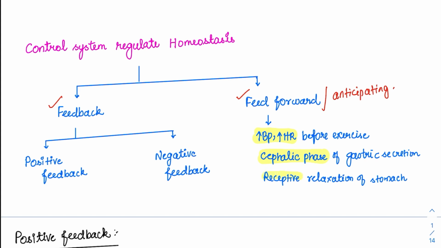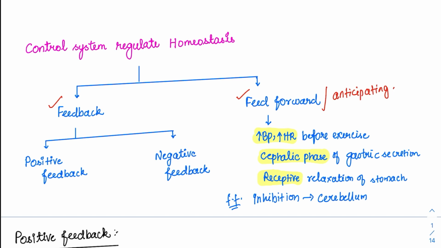Then there is receptive relaxation of the stomach. Whenever we put something in the mouth, like food or any snack, what will happen? The stomach is already starting to relax. That is called receptive relaxation of the stomach. This also happens in anticipation that the food will come to the stomach. And one more, feed forward inhibition, which we will study in the CNS, happens in the cerebellar circuit. The cerebellar circuit has feed forward inhibition.